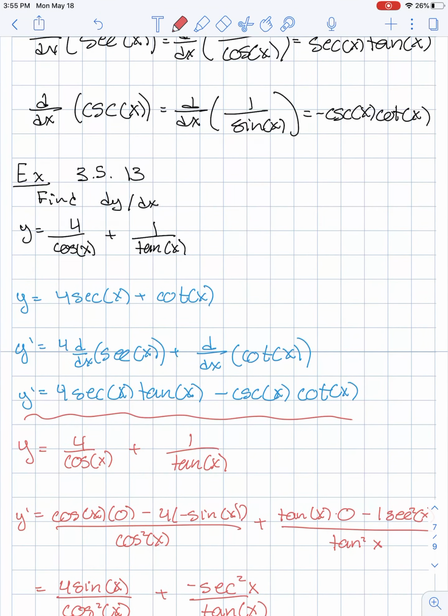Also, I just realized cotangent's derivative is not cosecant cotangent. What am I thinking? If someone caught that earlier, good job.